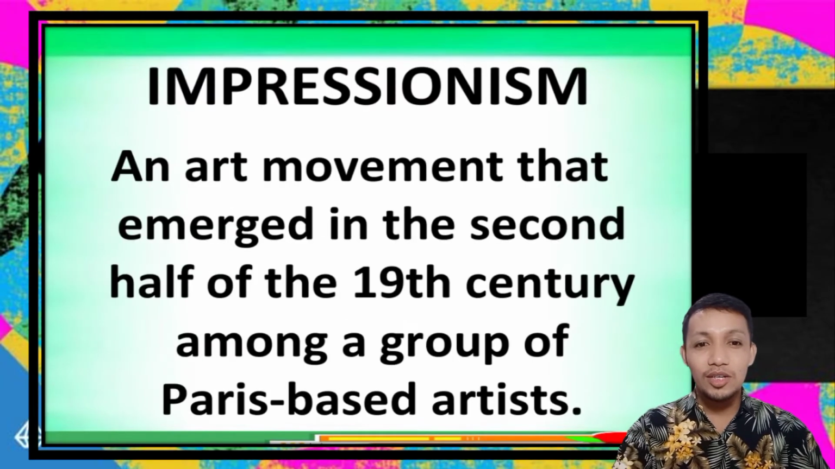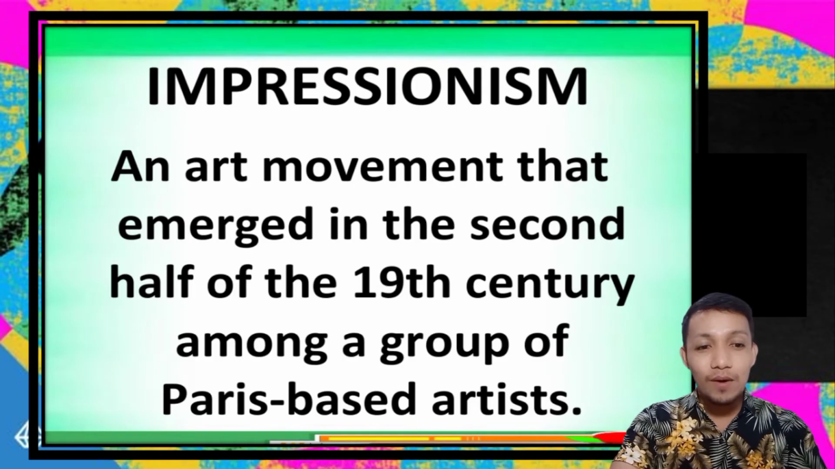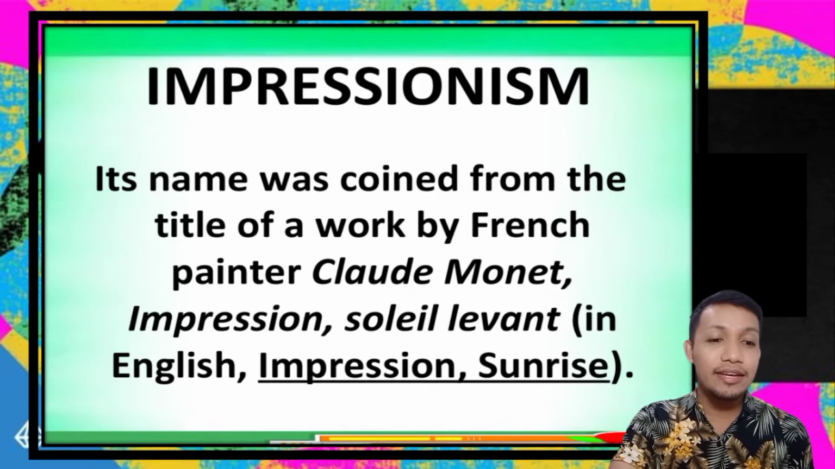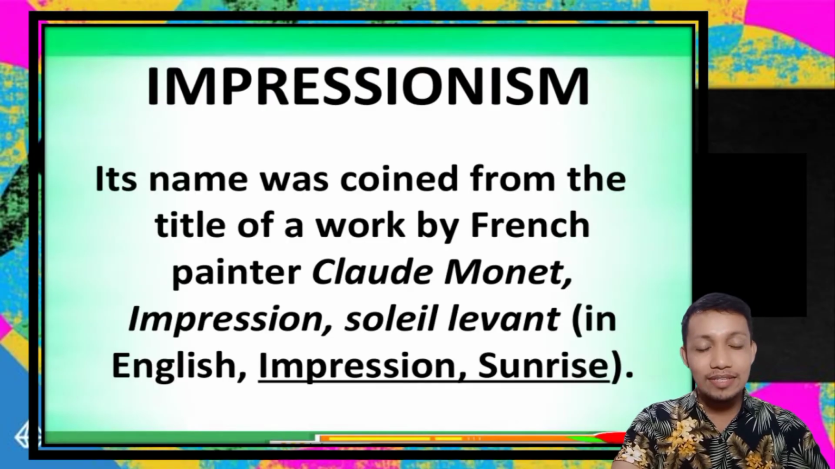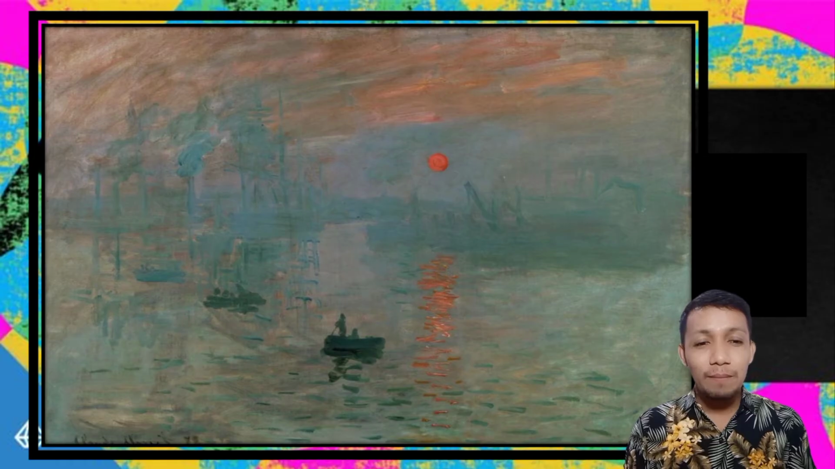Let's start with Impressionism. Impressionism is an art movement that emerged in the second half of the 19th century among a group of Paris-based artists. Its name was coined from the title of a work by French painter Claude Monet, Impression, Soleil Levant, in English Impression, Sunrise. Here is the picture of the painting of Claude Monet, depicting the atmosphere or mood while the sun is rising in a river.